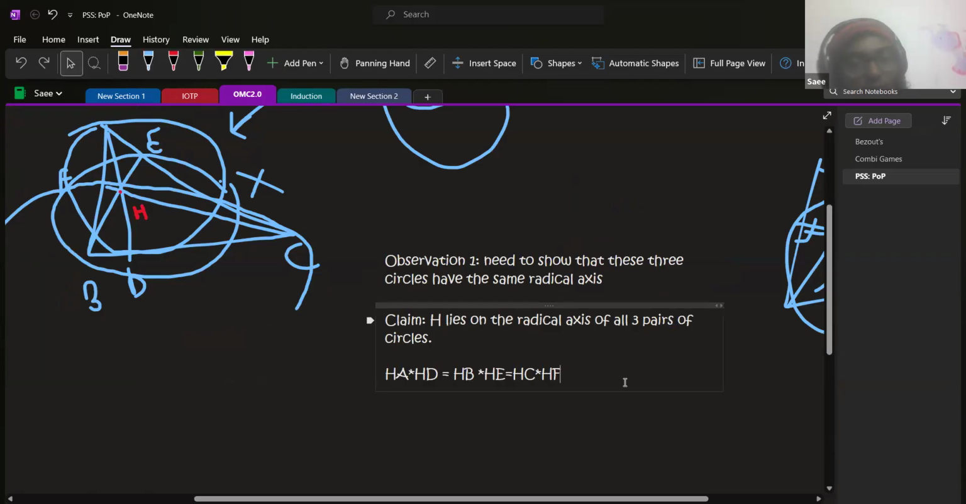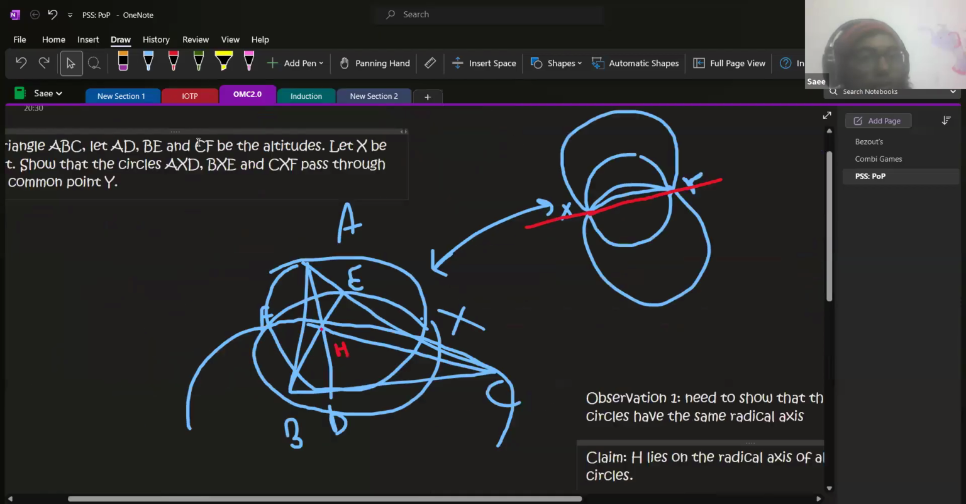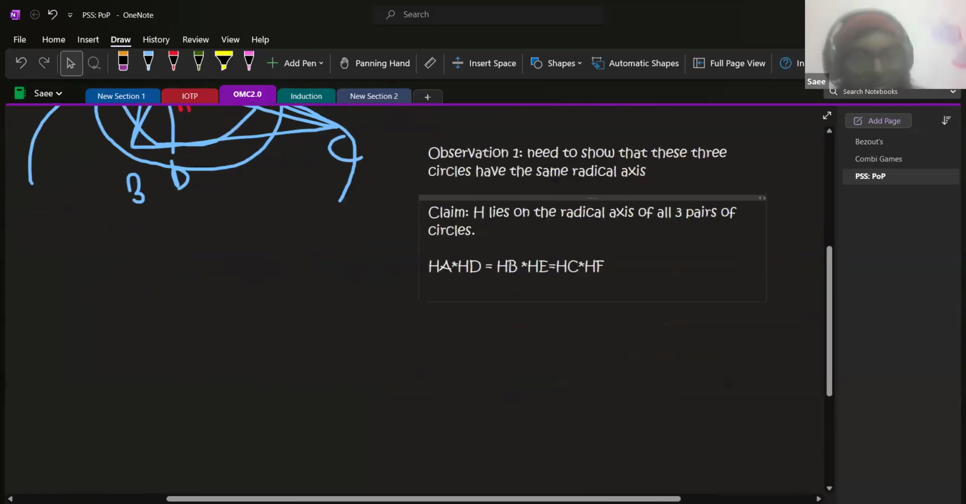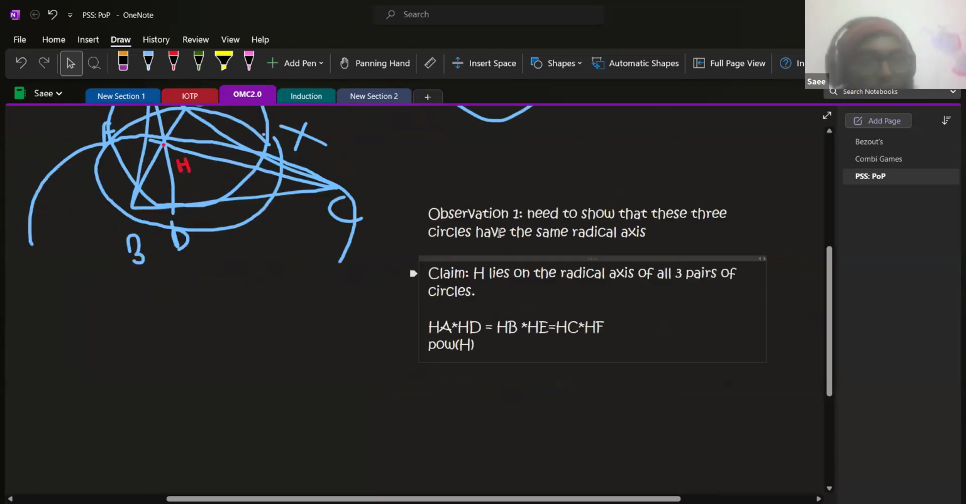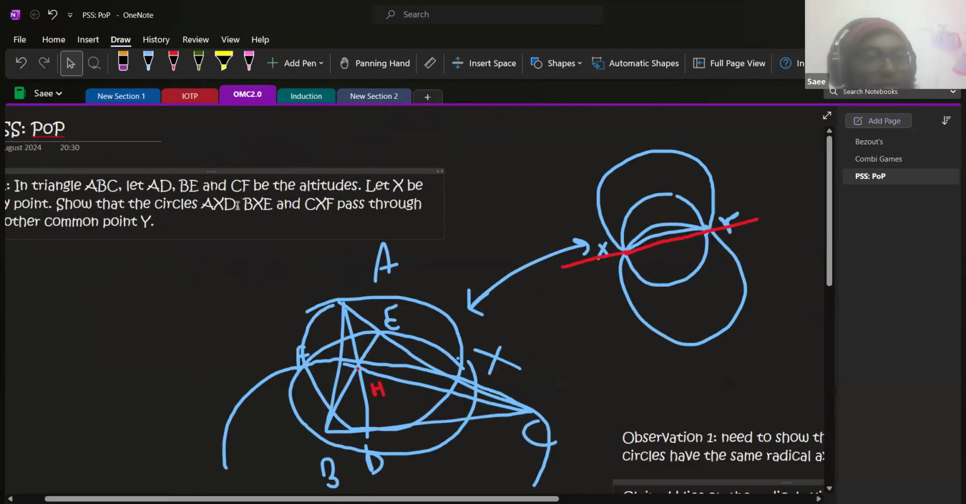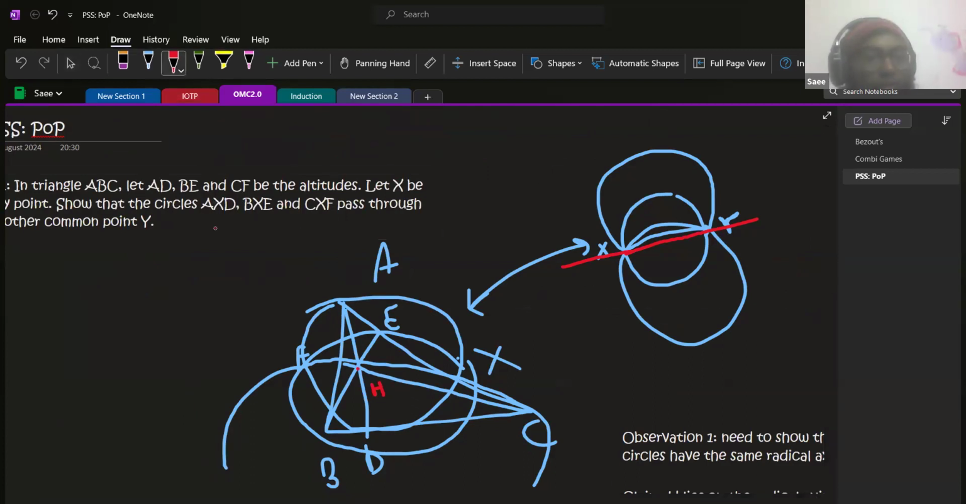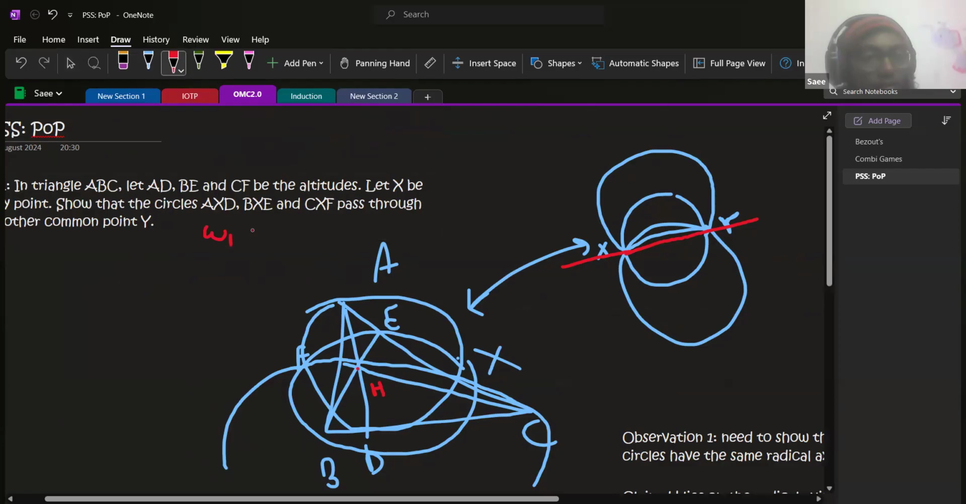And this finishes because HA times HD is the power of H with respect to AXD. So this is the same as the power of H with respect to the first circle. Let's call it omega 1. This one is, let's say, omega 2, omega 3. Omega is written like this. Then we know that the power of H with respect to all the three circles is the same.